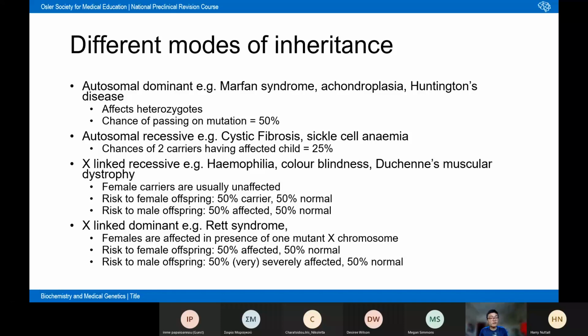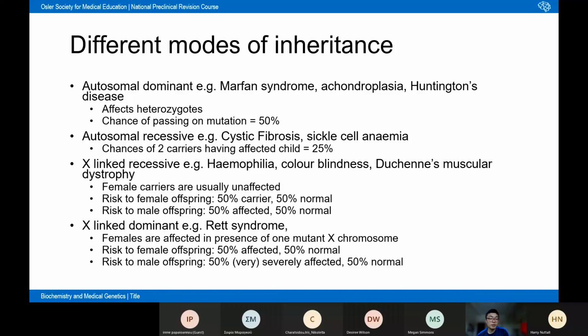So in terms of modes of inheritance, we'll cover 4 modes. So autosomal dominant, and examples of these are Marfan syndrome, achondroplasia, Huntington's disease, and these do affect the heterozygotes. By heterozygotes we mean individuals who carry one mutated allele and one normal allele, and this is because only one abnormal or mutated gene is required for the disease to manifest, and the chance of passing this mutation on to offspring is 50%.